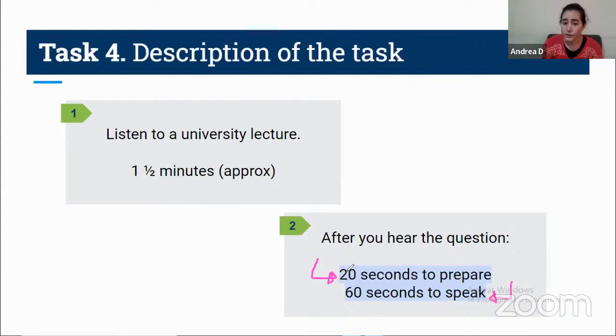So is this okay so far, the structure? Any questions about what you have to do so far? Okay.